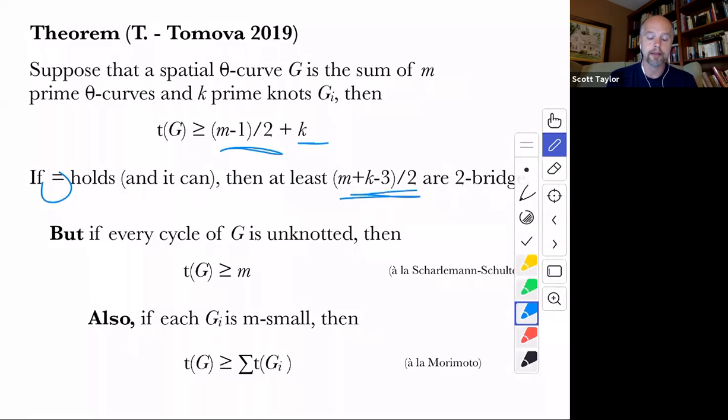And it turns out that if you have a composite theta graph where every cycle is unknotted, then the tunnel number is going to be at least m, the number of factors. We also have a result along the lines of Morimoto's result that says that if each of these theta curves, or knots for that matter, is m-small, then the tunnel number is going to be at least the tunnel number of the sum.